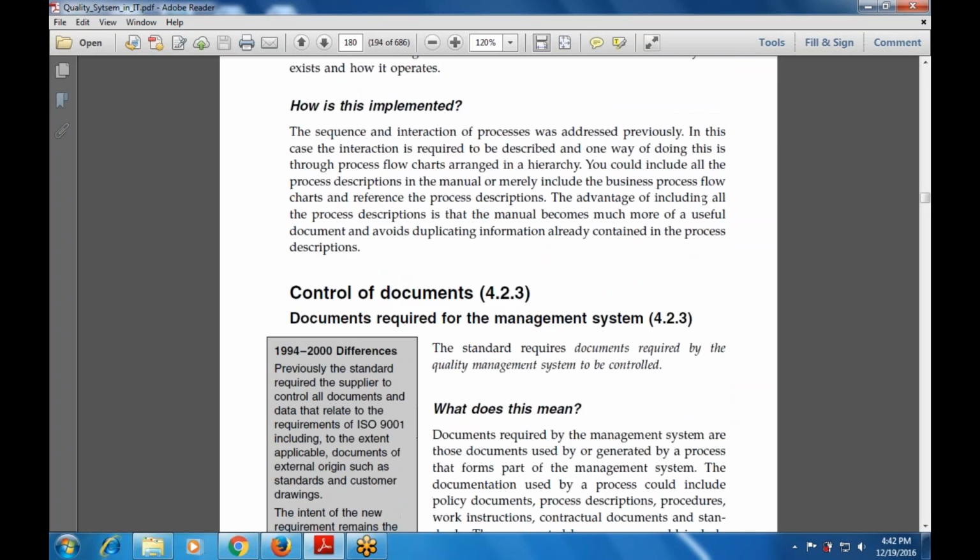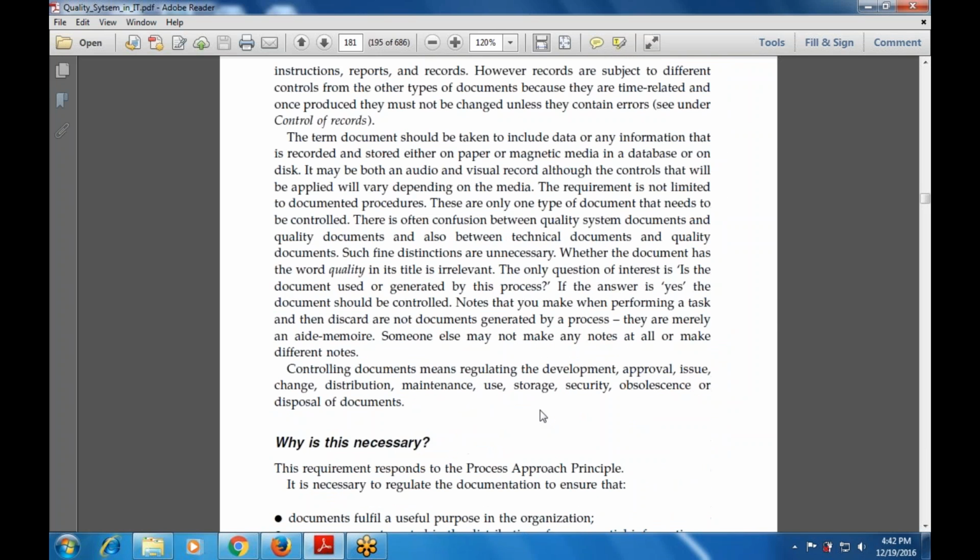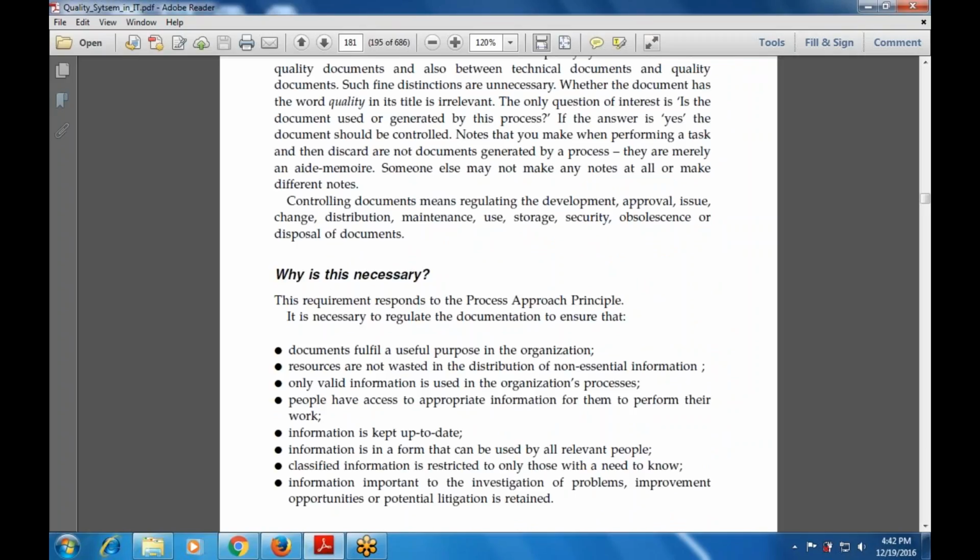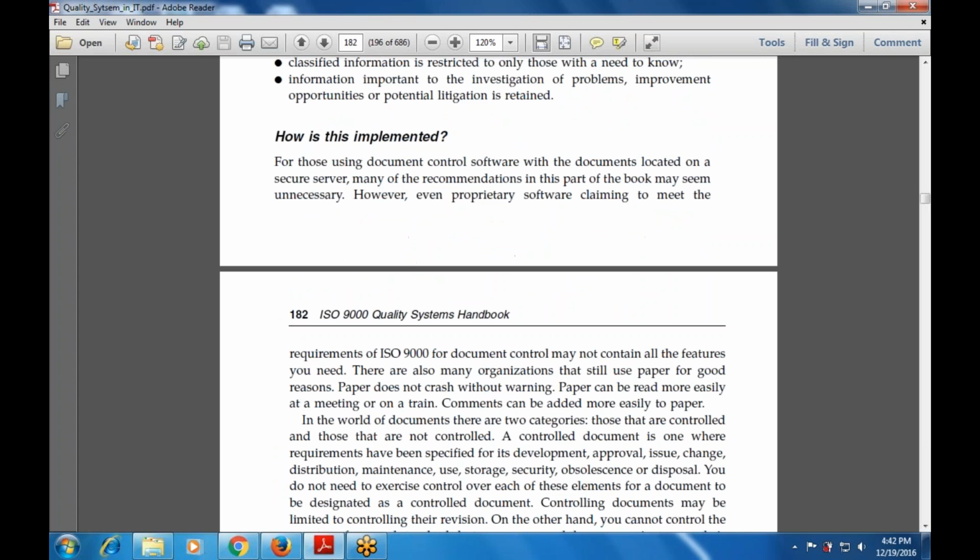Now, what are the various documents that are required? One is that it fulfills a useful purpose in the organization, so resources are not wasted. The information is kept up to date. Information is in a form that can be used by various people. Classified information is restricted to only those with the need to know. And important information that is used for the investigation of problems, improvement opportunities, and or potential litigation is also written. This is implemented by using a server.